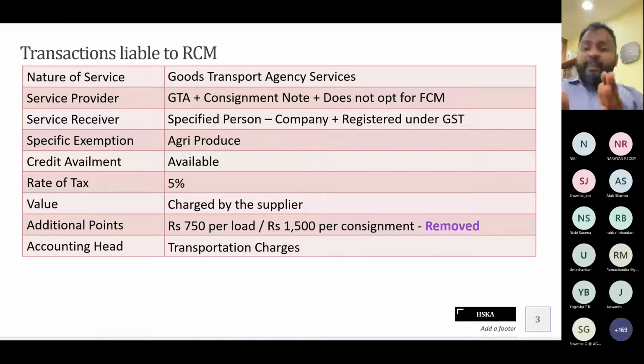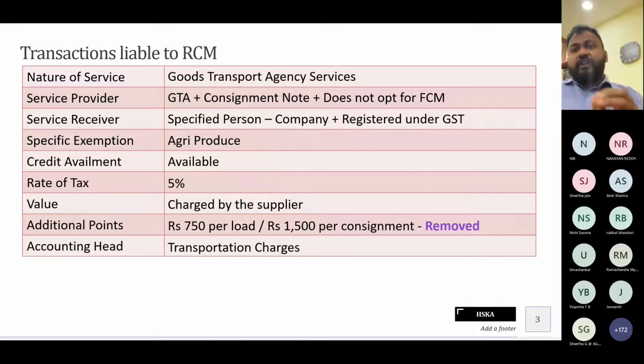So now it becomes very important for us to understand who is a service receiver. There are two things which we have to remember. The person who pays the consideration will be called a service receiver, and that service receiver should be a specified person. That means he should be one of the 7 categories mentioned in the notification. The most common category is a company or any person registered under the GST law, or a partnership firm, or a factory, or a society, or a cooperative society.